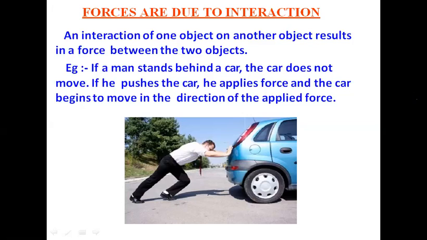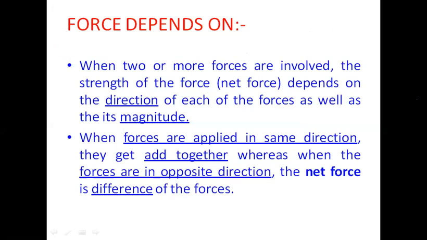So next, move on to the characteristics of the force. Force depends on various characteristics, like when two or more forces are involved, the strength of the force, that is the net force, depends on the direction of each of the forces as well as its magnitude. When forces are applied in same direction, they get added together, whereas when the forces are in opposite direction, the net force is the difference of the forces. So before going into detail further, we should be aware of the term net force. The sum of all the forces that are acting on a body is called the net force.